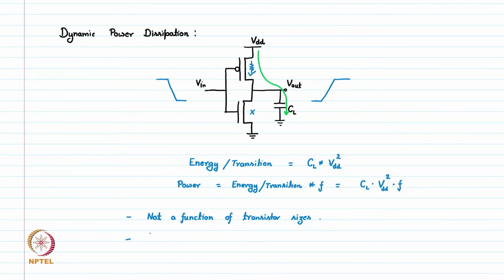And to improve on this, we need to save the power in the dynamic case. We need to reduce CL, VDD and F to reduce power.